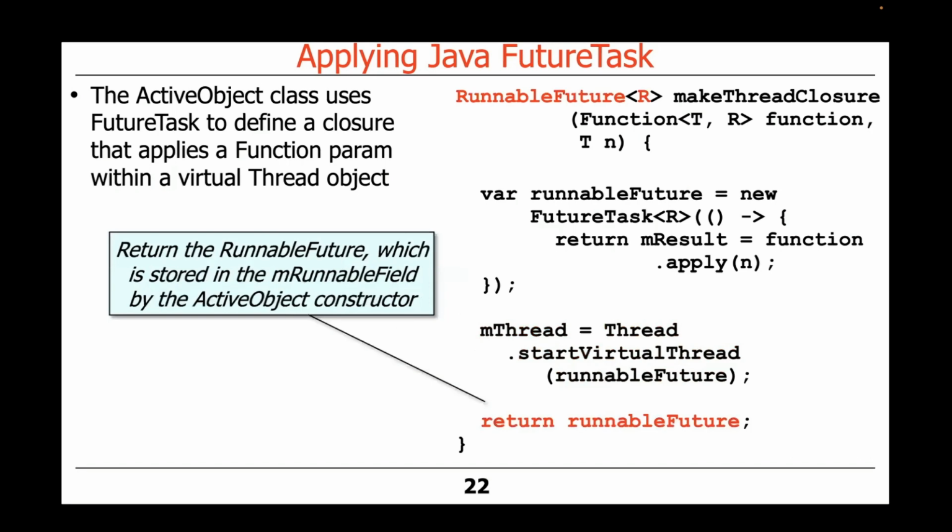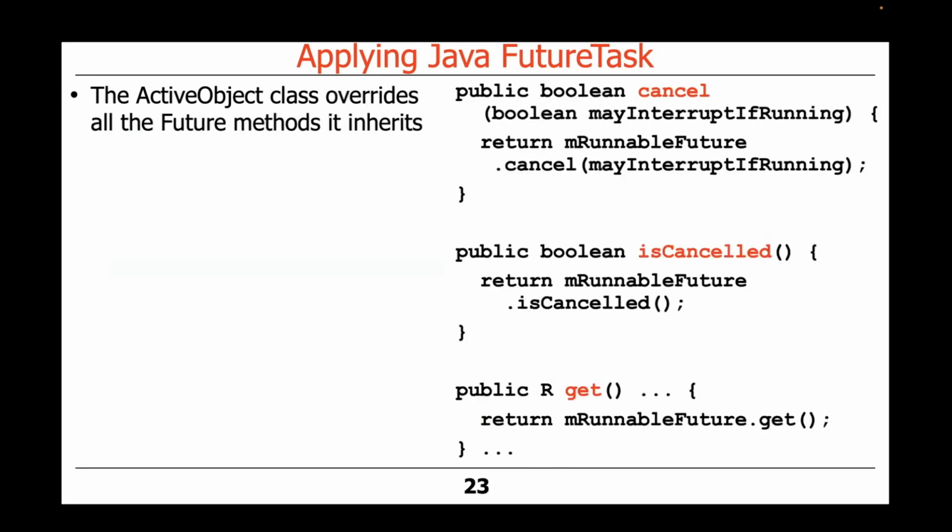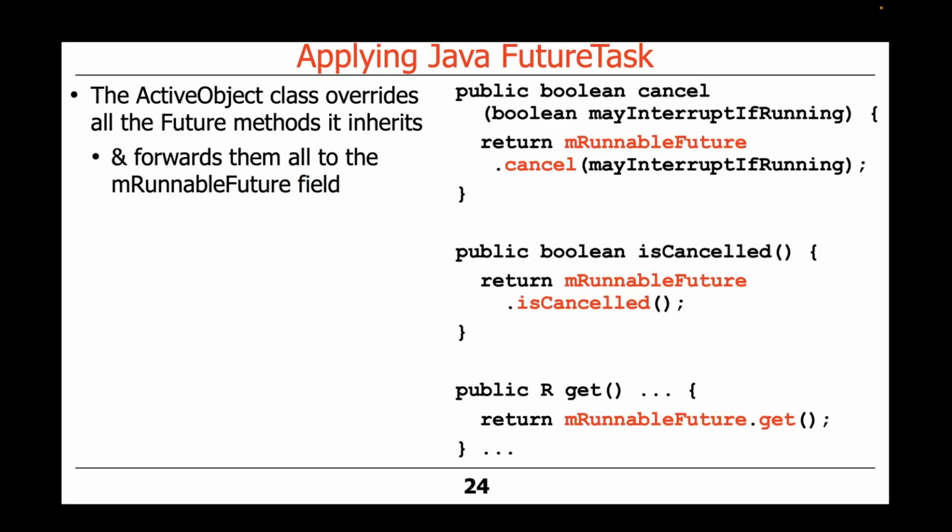And then the final thing that happens here is that the runnable future that we created with the future task is going to be returned from the makeThread closure method, and that will then be stored in a field by the ActiveObject constructor called mRunnable field. And if you take a look here, here's just a few of the various methods that the ActiveObject class overrides from the Future interface that it inherits from. And you can see in all these cases that the cancel method, the isCancelled method, the get method, the isDone method, and so on, which we don't show, but which are there, they all simply forward to the mRunnable future to do whatever is being requested by the client, be that cancel, checking to see if cancellation has occurred already, and get the result, and so on and so forth.